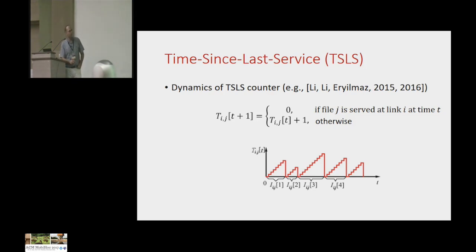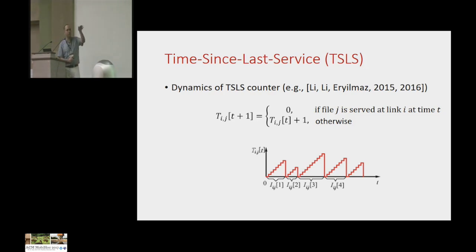And its dynamics is given by this. It's incremented by 1 whenever there's no service given to that file in the last slot, or it's set to 0, so it sharply decays to 0 if there's a service to it. So it has this sort of behavior, which is not a very smooth behavior, obviously, right? It increments smoothly, but then sharply decays.